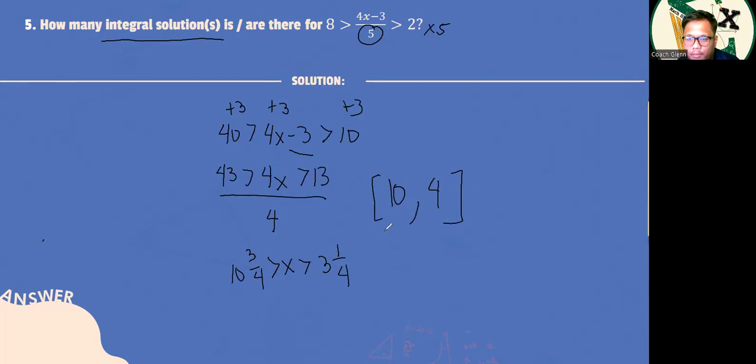So we just need to count how many integers from 10 to 4. So the basic formula for that is just biggest number minus smallest number plus 1. So that's equal to 10 minus 4 is 6, 6 plus 1, 7. So that means we have 7 integral solutions. Okay, any questions for number 5? Yes? No. What's your question?